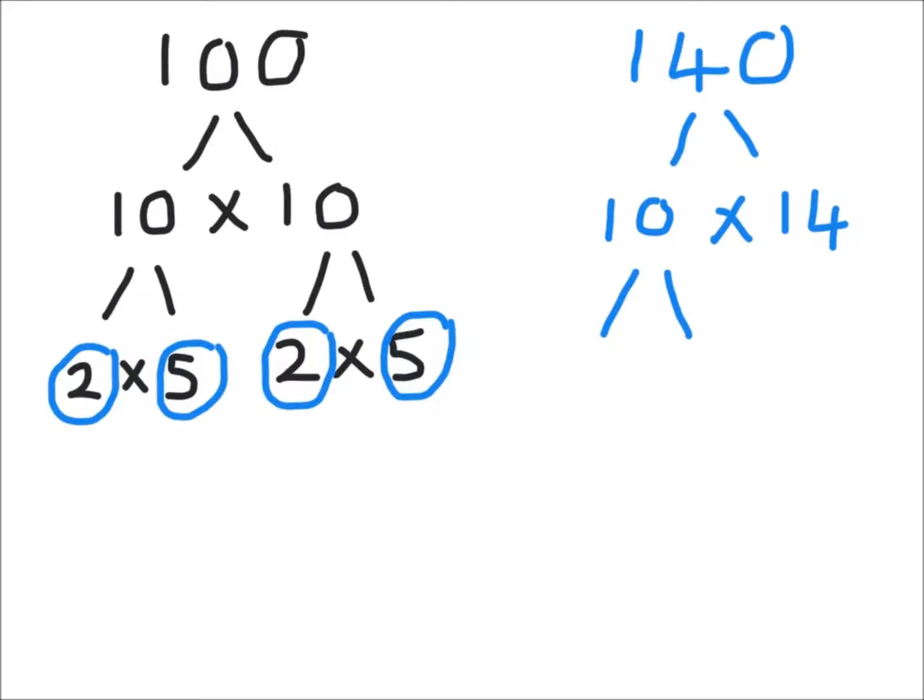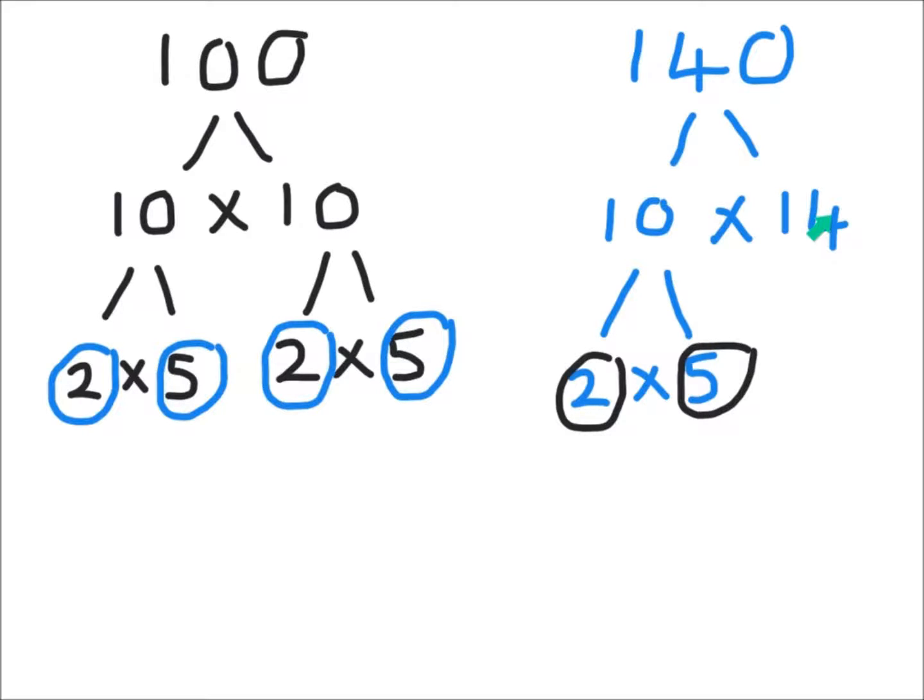We're going to find a times table that has a product of 10. And like the previous examples, it's 2 times 5, which has a product of 10. Is 2 a prime number? Yes, it is. I'll circle it because I'm finished with it. Is 5 a prime number? Yes, it is. I'm finished with it.